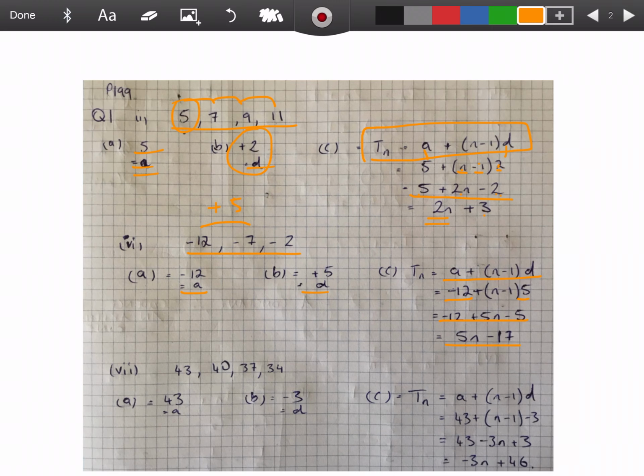And then finally, I've got this sequence down here for part 7. 43 is my start point, and the sequence is going down, so we're subtracting 3 each time. My common difference is minus 3, so I pop that into the formula as minus 3, with 43 as my A. Again, multiply that out and tidy it up, and I end up with my general term. So that's question 1 done. Nice and straightforward, I hope.